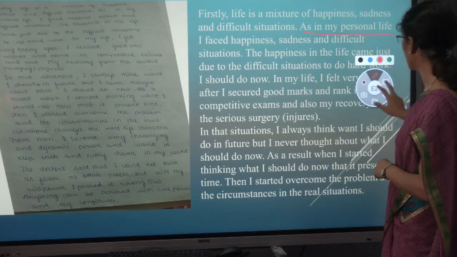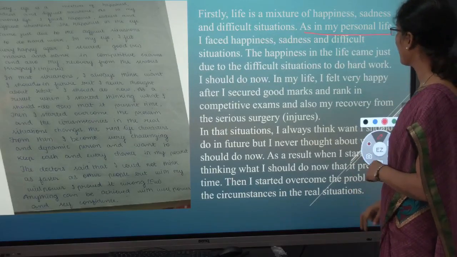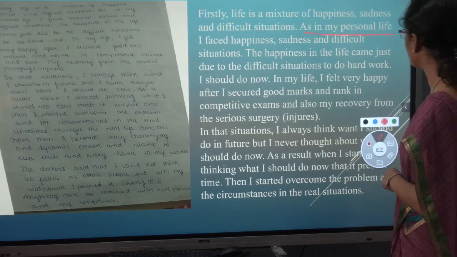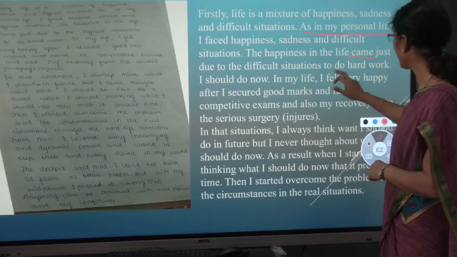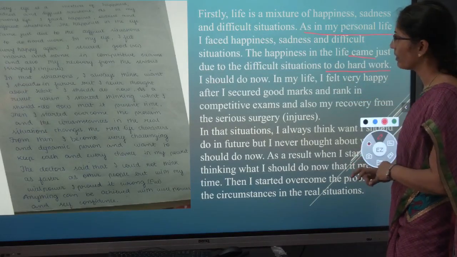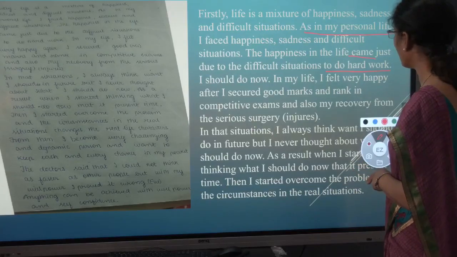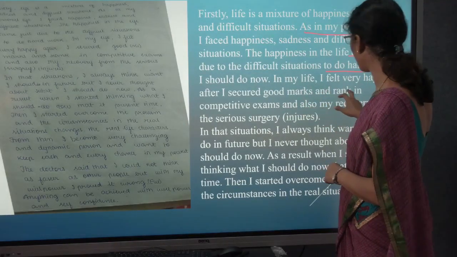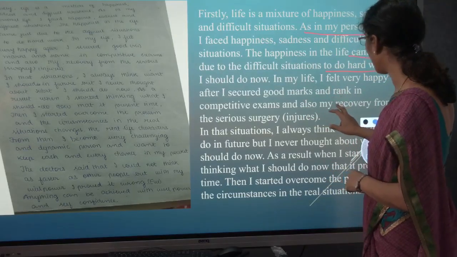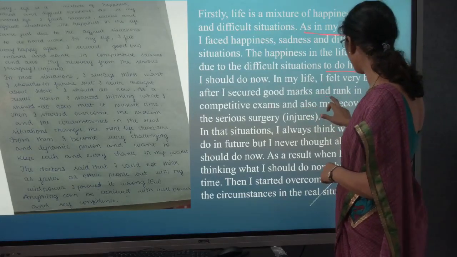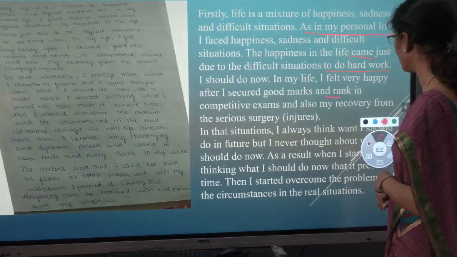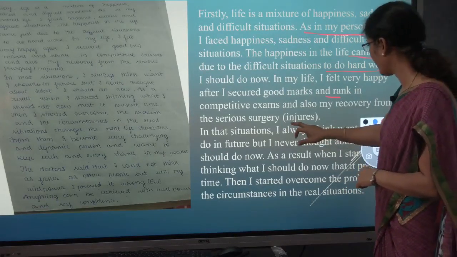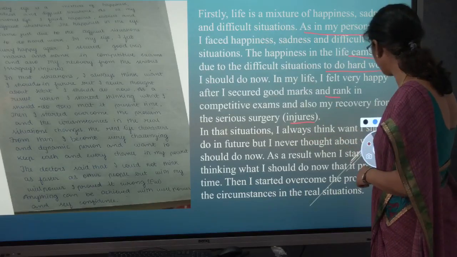As in my personal life, the happiness in the life came just due to the difficult situations to do hard work. Is it clear for you? So for me it's not clear. Okay, I should do now. In my life I felt very happy after I secured good marks and rank in competitive exams, and also my recovery from the serious surgery injuries. Okay.